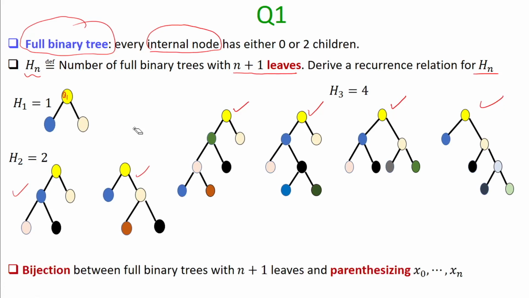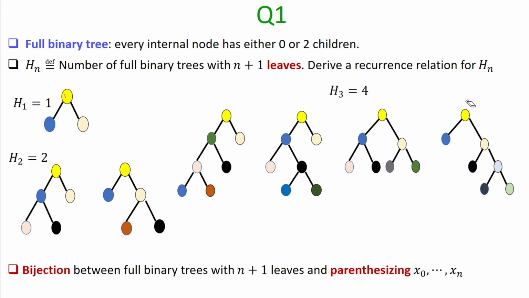So my claim here is that the number of full binary trees with n plus 1 leaves is the same as the value of the nth Catalan number. Either you can try to derive a recurrence relation explicitly for h of n, but we won't do that. Instead, we will establish a bijection between the set of full binary trees with n plus 1 leaves and the set of all ways of parenthesizing n plus 1 values to specify their multiplication order.